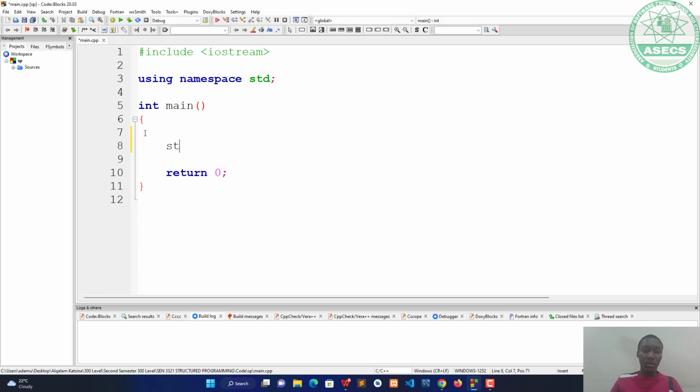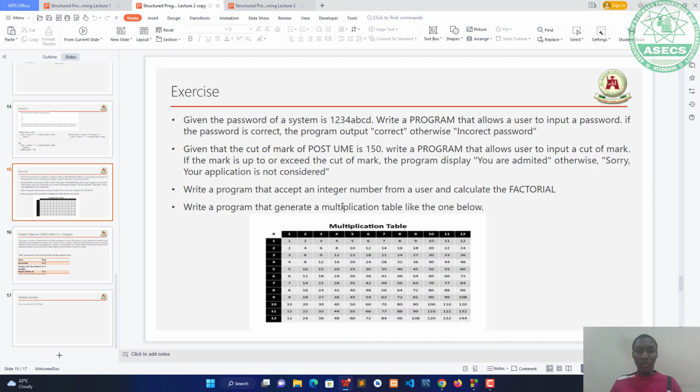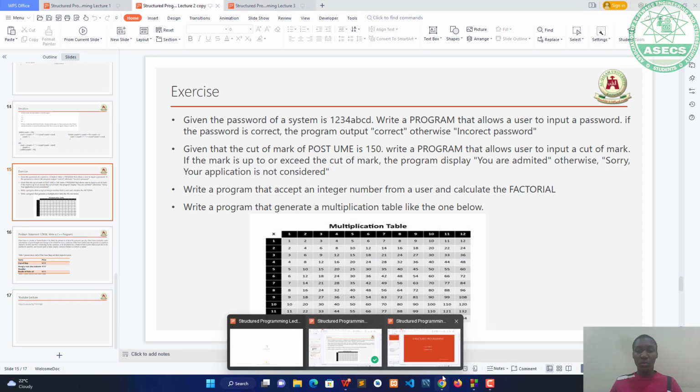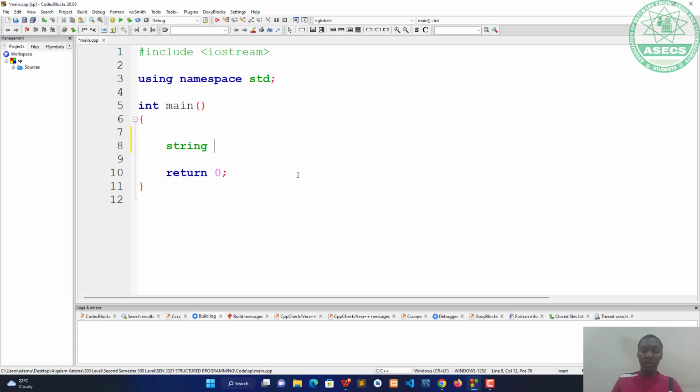First of all, it is 1, 2, 3 for ABCD. This is the first. This is the password. So you should check, if a user enters a password, whether it is correct with this password.